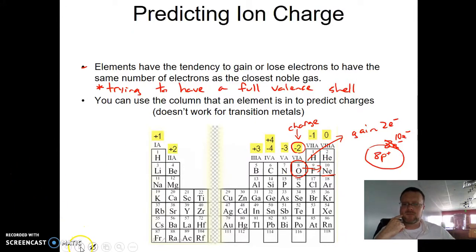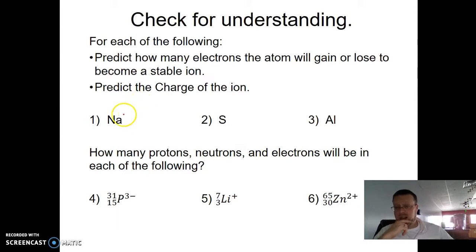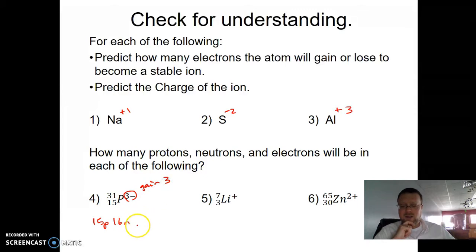Okay? All right, so a little check for understanding here, and I'm running out of time, so I'm going to speed this along. If you were to predict the charges of these ions using the column technique, you could say that sodium's +1, sulfur's -2, and aluminum has a charge of +3. If you wanted to know how many protons, neutrons, and electrons would be in each of these, phosphorus would have 15 protons. You could subtract and get 16 neutrons. This means it gained 3. So if it had 15 and gained 3, it would have 18 electrons in that particular model.